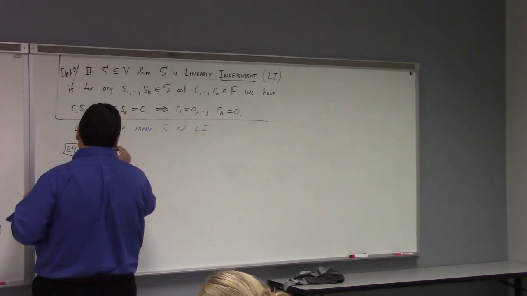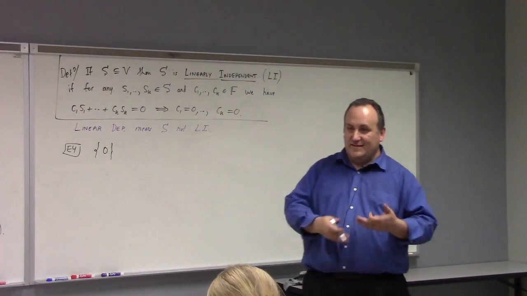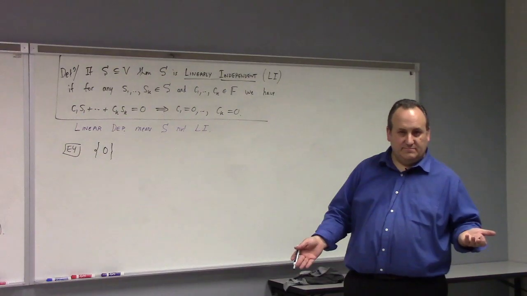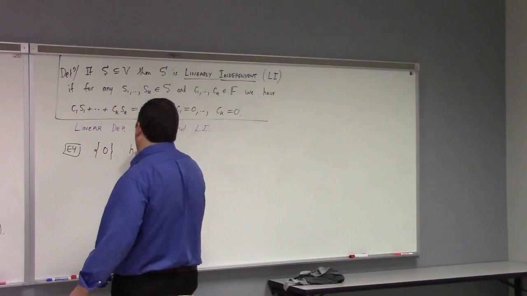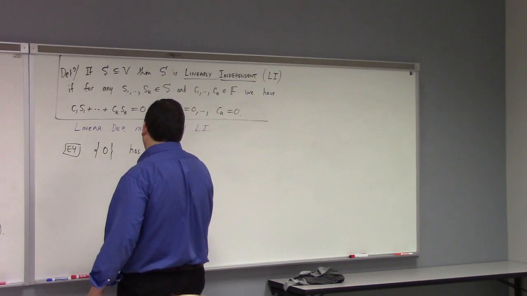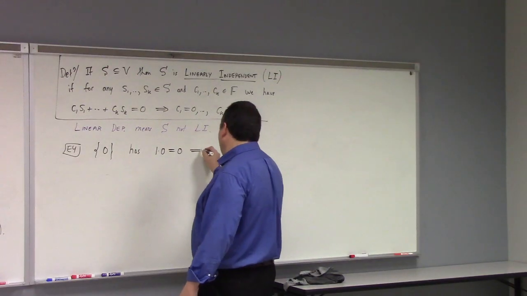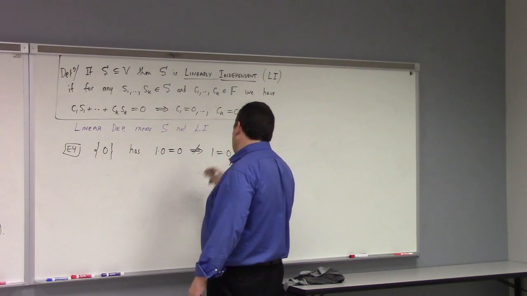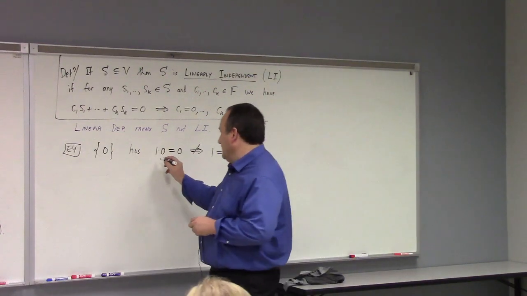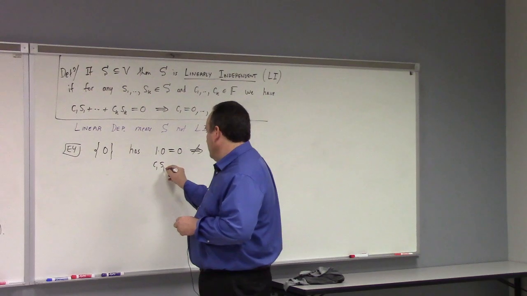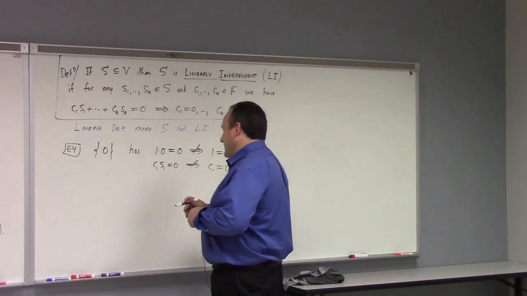So if I take the set just containing 0, it doesn't matter what vector space I'm in. This is a linearly dependent set. Why? It has 1 times 0 equals 0, right? And that does not imply 1 is equal to 0. You see, this is like C1 S1 equals 0, and it does not imply that C1 equals 0, like it needs to.